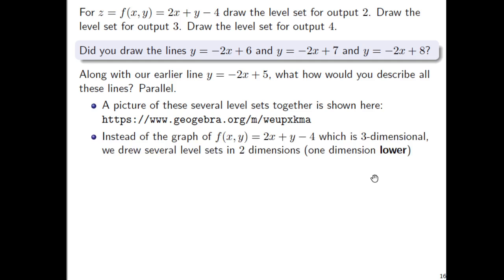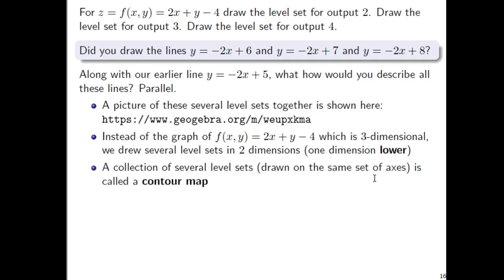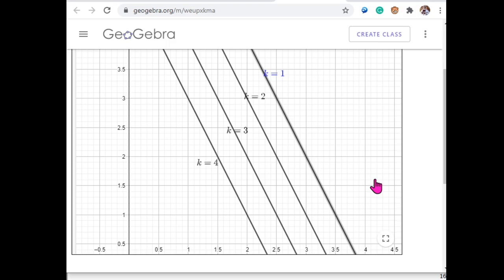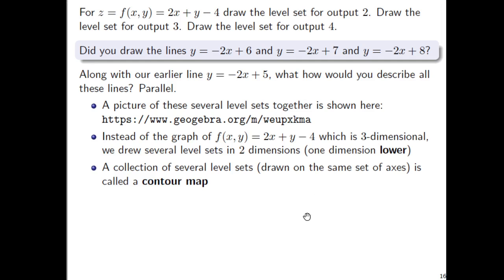Now, instead of drawing a graph, which is three-dimensional, and it was among the nicest possible three-dimensional graphs of functions we could get, in the end it was a plane, what we did was we drew several level sets in two-dimensional space. This is nice. It's one dimension lower. Instead of one three-dimensional picture, we had many two-dimensional pictures, right? By many two-dimensional pictures, I mean these 4 separate lines, which we could still all draw on one piece of graph paper. That just worked out a lot nicer because it's one dimension lower.